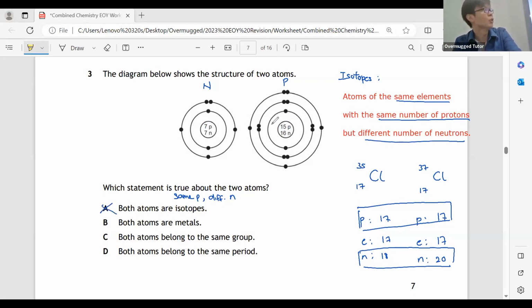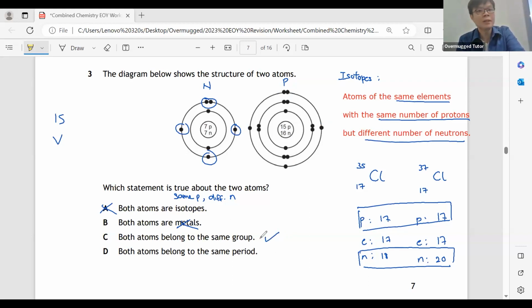Both of them are metals, no. Nitrogen, phosphorus on the right side, non-metals. Okay? Both atoms belong to the same group. Yes, this will be in your group 15 or group 5. Okay. How do you know they are in the same group? You can see they have the same number of valence electrons. Right? Elements in the same group have the same number of valence electrons. In this case, they have 5. Okay? So this is correct.